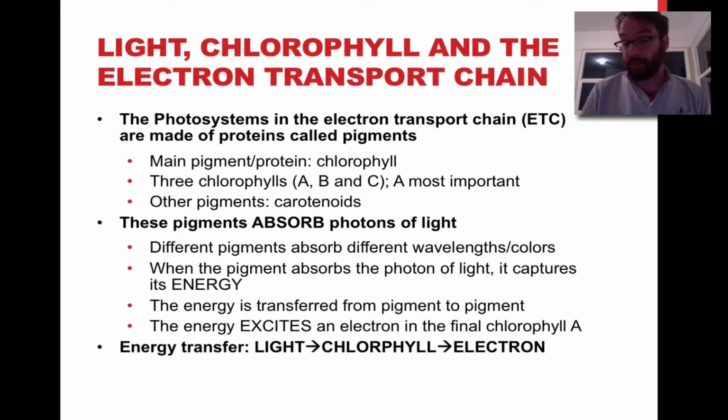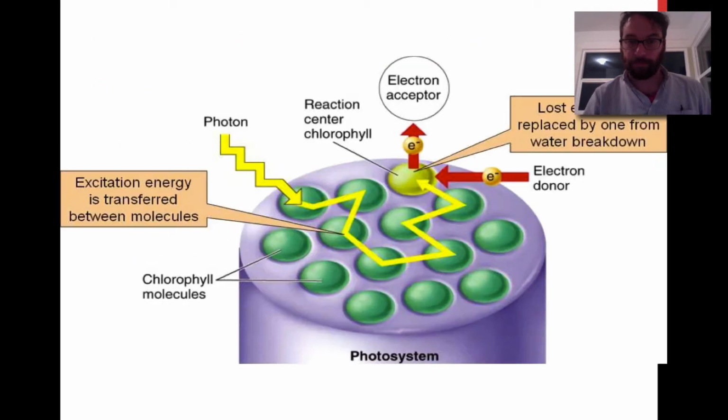So what you have here is a series of energy transfers from the light to the chlorophylls and then finally to the electron. Okay? You've taken light energy, you change it into kinetic energy, and then you change it again into chemical energy. Here's what that looks like in a picture.